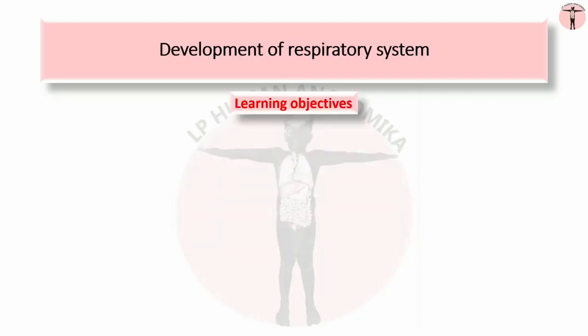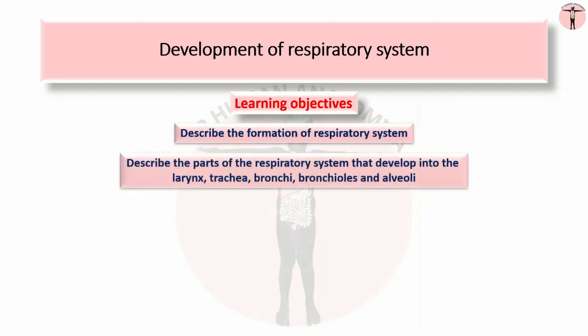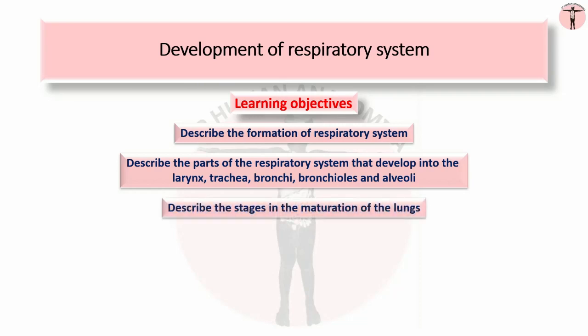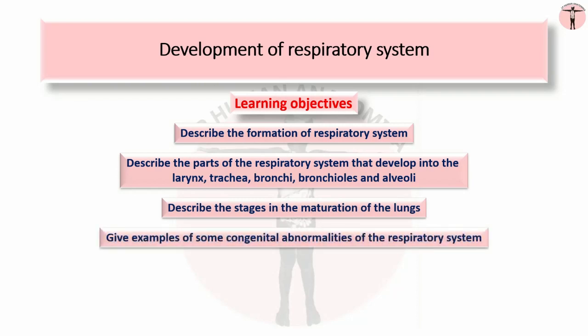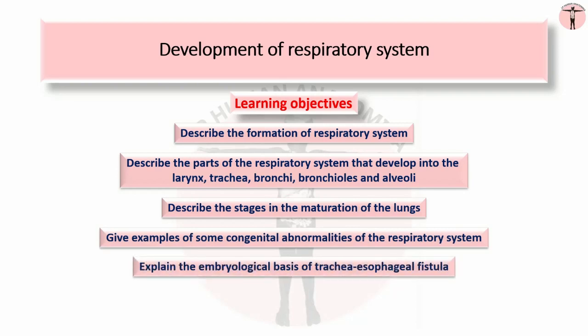The learning objectives of this session are: describe the formation of the respiratory diverticulum; describe the parts of the respiratory diverticulum that develop into the larynx, trachea, bronchi, bronchioles and alveoli; describe the stages in the maturation of the lungs; give examples of some congenital abnormalities of the respiratory system; and explain the embryological basis of tracheo-esophageal fistula.